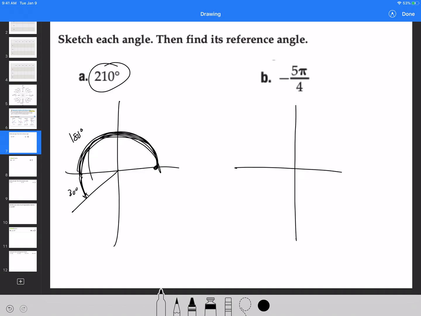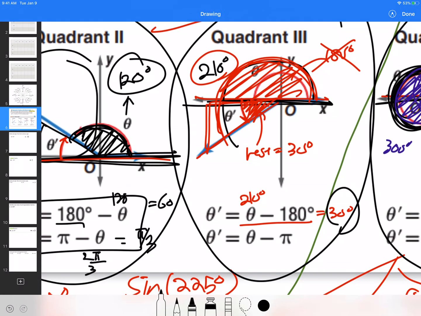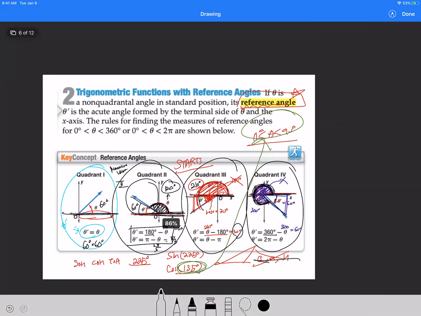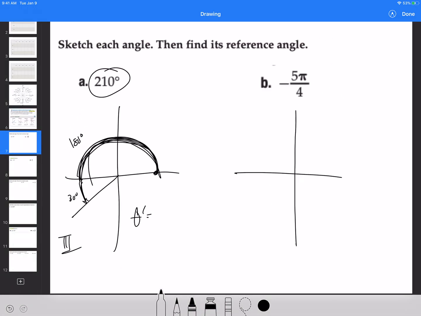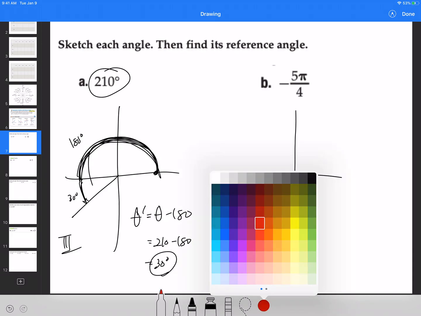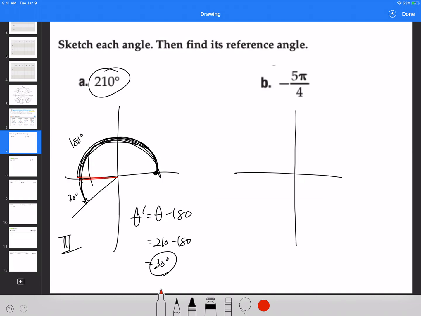That makes it 210. So the reference angle, which quadrant am I in? Well, I'm in quadrant 3. Quadrant 3 tells me that the formula is the reference angle is theta minus 180. So reference angle is theta minus 180. That's going to give me 210 minus 180, which gives me 30 degrees. And then I'm done. That's 30 degrees right there. And visually speaking also, this is the x-axis.